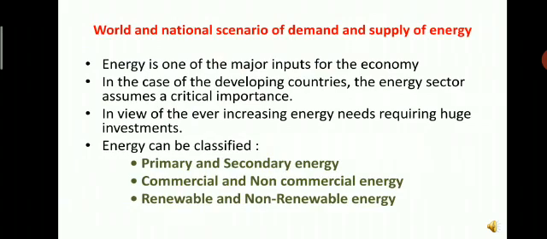See here, energy can be classified as primary and secondary energy, commercial and non-commercial energy, renewable and non-renewable energy. Before learning the use of power plants, though it may be hydro or diesel or any other, we must understand how the energy can be classified. So energy classification is given: primary and secondary energy, commercial and non-commercial energy, renewable and non-renewable energy.